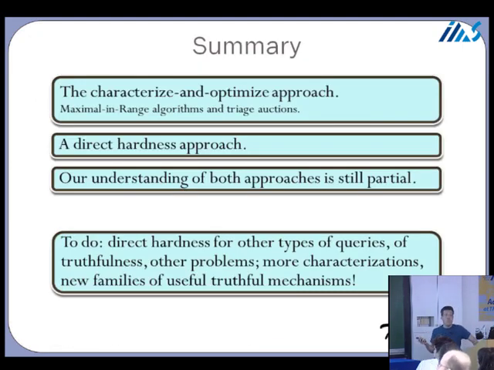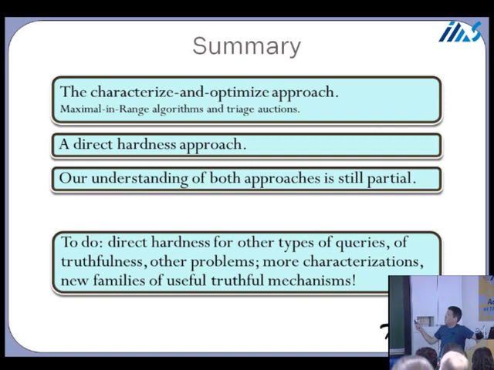So we talked about two different approaches to proving a possibility result. The first one was the characterize and optimize approach, where I told you a bit about maximizing range algorithms and why our attempt to characterize all approximation algorithms that provide a truthful algorithm with a good approximation ratio failed because of triage auctions. And then I told you that we can actually characterize triage auctions. Then we continued to prove a direct hardness approach.